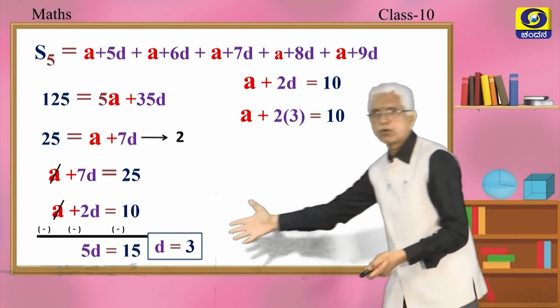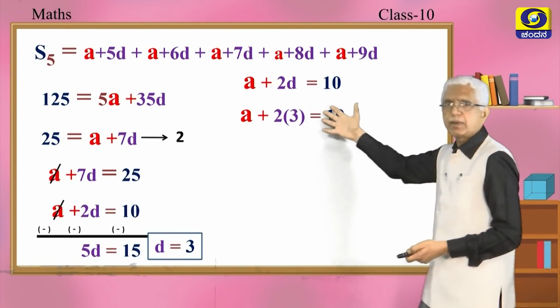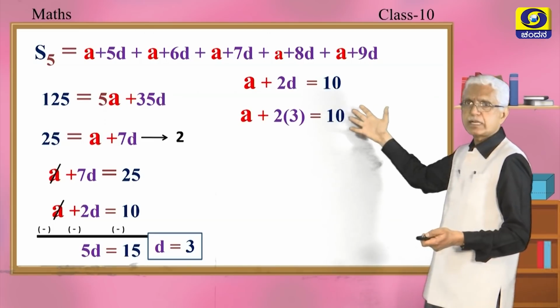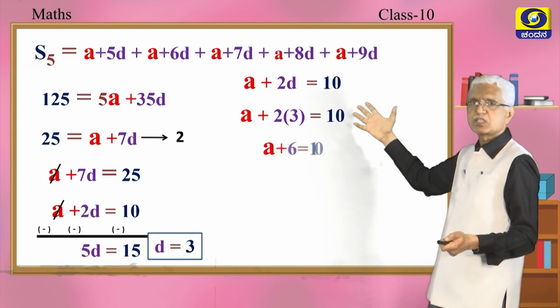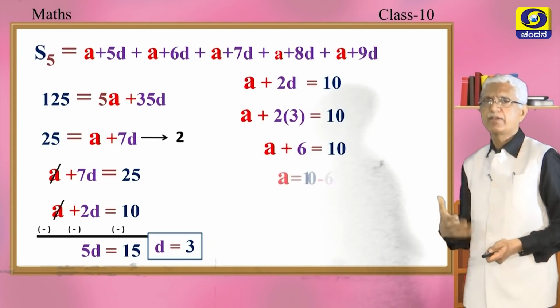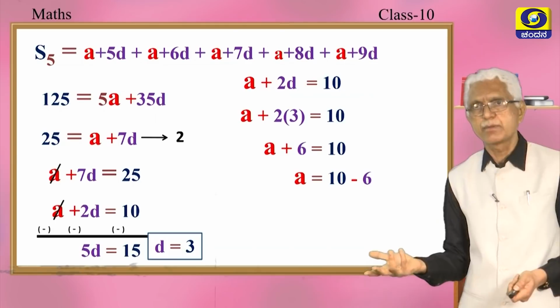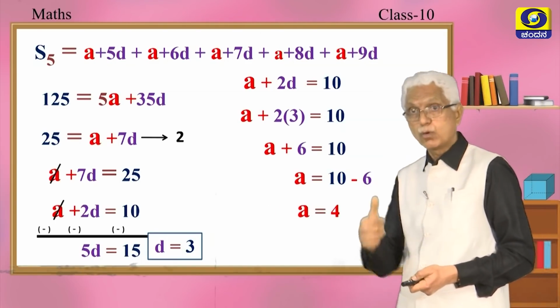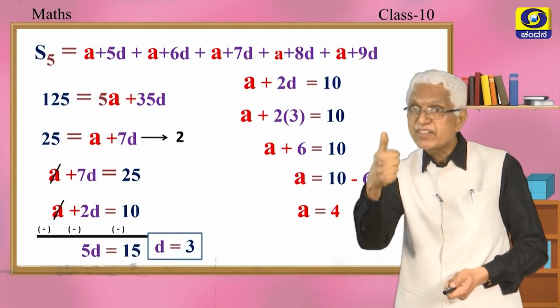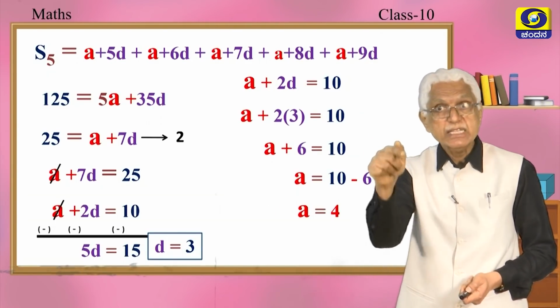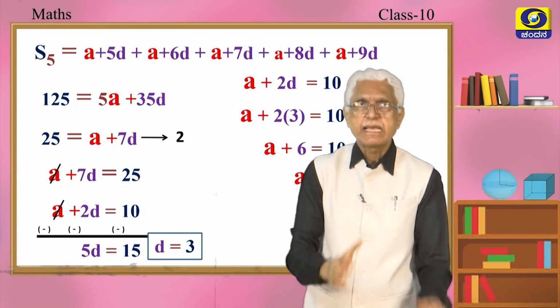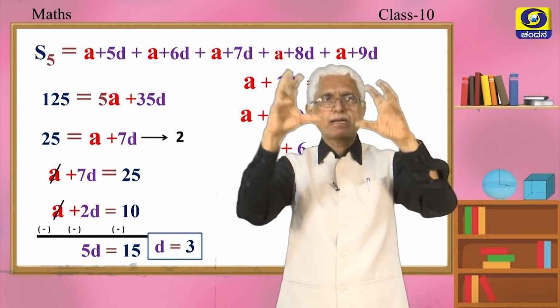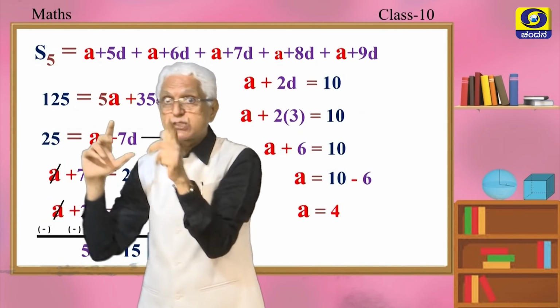d is just now we have calculated as 3. Please substitute it here, 2 threes are 6, right? So, a plus 6 is equal to 10, and further simplification, a is equal to 10 minus 6, and a is equal to 4. So, you got the first term. Remember, they gave you the sum of the first 5 terms, they gave you the sum of the next 5 terms.